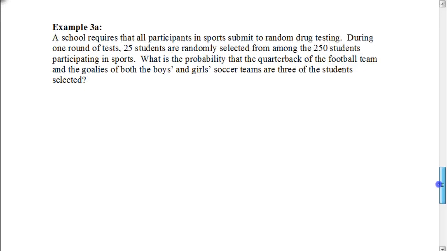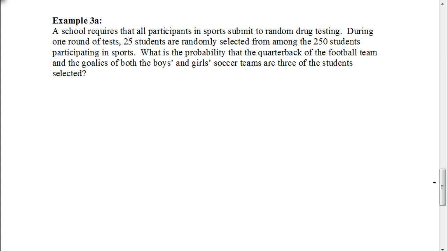So here's one that's a little more complicated. It says the school requires that all participants in a sport submit to random drug testing. During one round of tests, 25 students are randomly selected from among the 250 students participating in sports. What is the probability that the quarterback of the football team and the goalies of both the boys and girls soccer teams are 3 of the students selected?